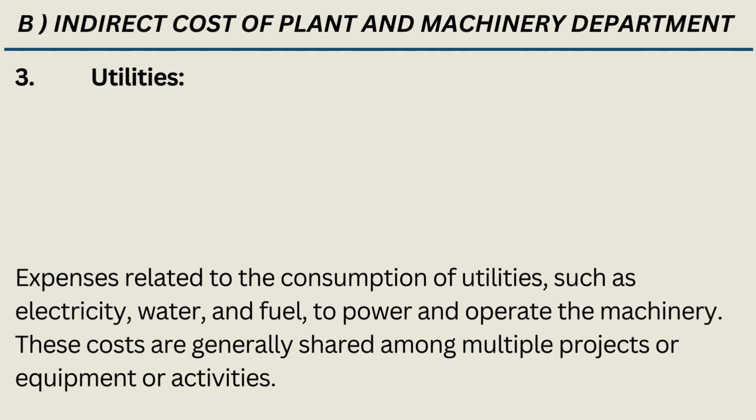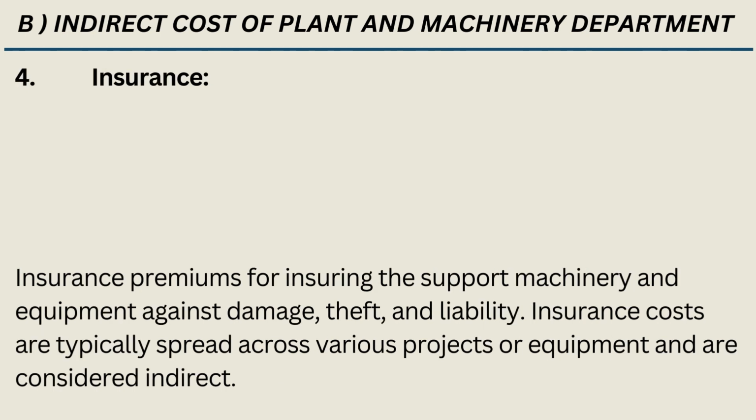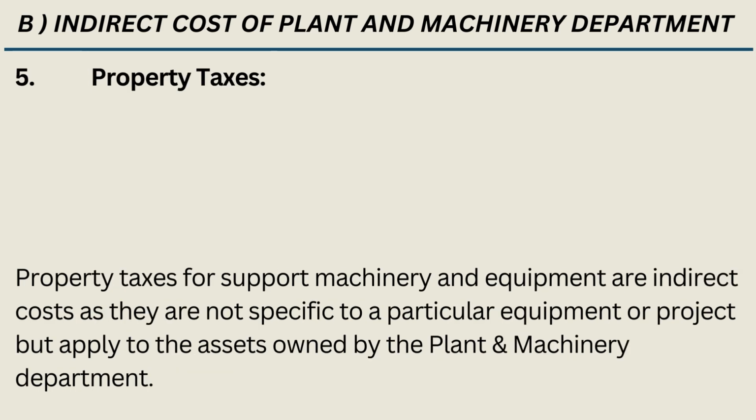3. Utilities. Expenses related to the consumption of utilities, such as electricity, water, and fuel, to power and operate the machinery. These costs are generally shared among multiple projects or equipment or activities. 4. Insurance. Insurance premiums for insuring the support machinery and equipment against damage, theft, and liability. Insurance costs are typically spread across various projects or equipment and are considered indirect.